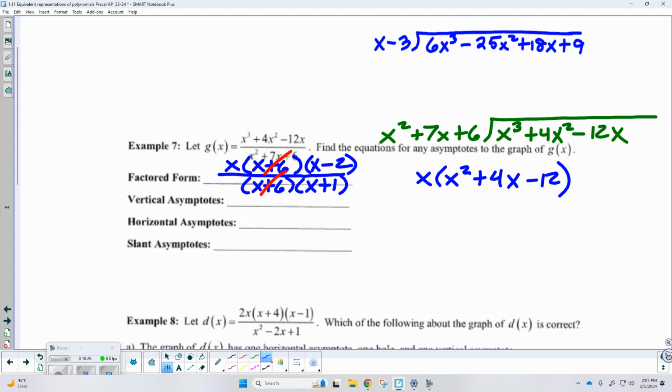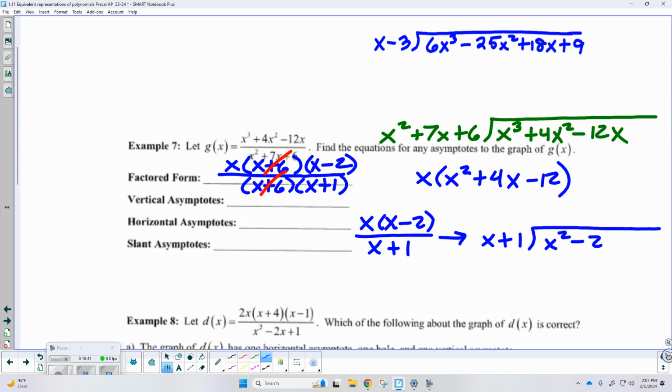I can take the x divided by the x minus 2, and I can go ahead and divide it by the x plus 1. So what this means is I'm going to take the x plus 1 and divide it into the x squared minus 2x. The answer I get here will be the same slant asymptote that I'm looking for if I were to do the original division. So it is a good idea to take a look to see if anything can reduce, make your life easier.